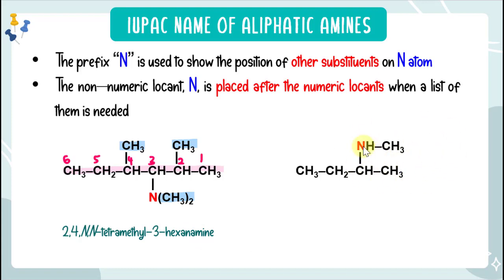Alright, for this structure, we have a longest carbon chain that includes the amino group. We have 4 carbons and 1 carbon here. So this one is going to be our longest carbon chain. And since the nitrogen atom is placed near the right end, we are going to number it from right to left. So we have 1, 2, 3, 4, and as you can see here, we have a methyl group placed on the nitrogen atom. So the IUPAC name for this compound is N-methyl-2-butanamine.